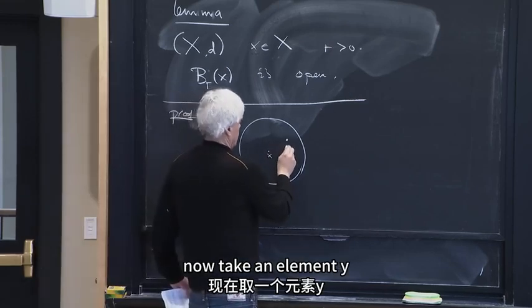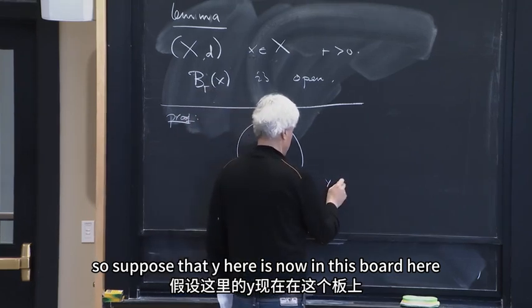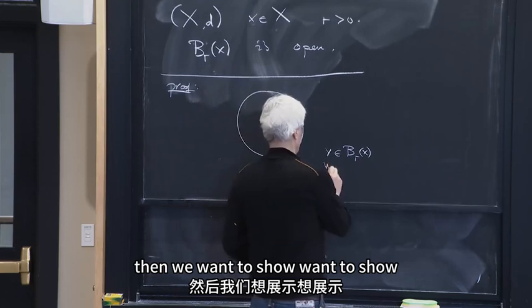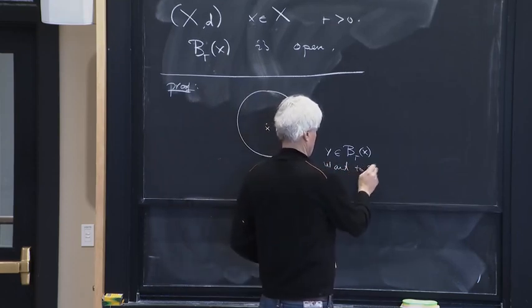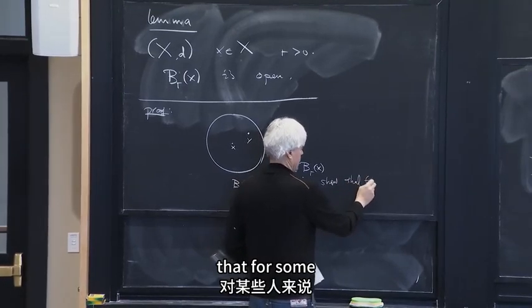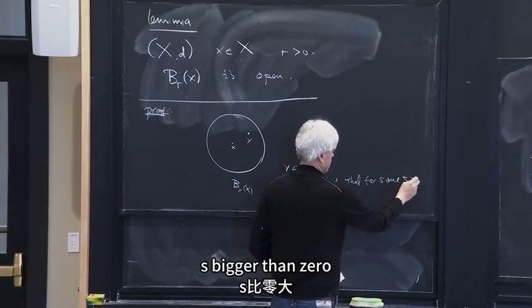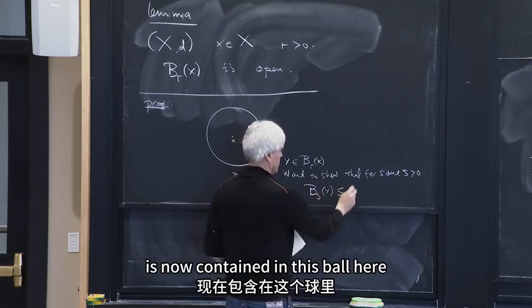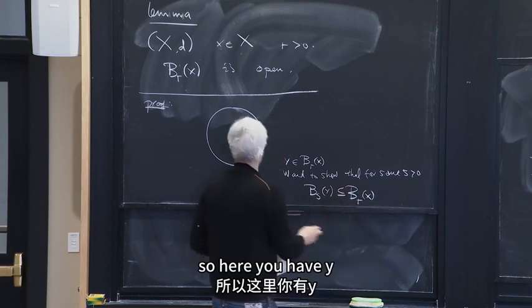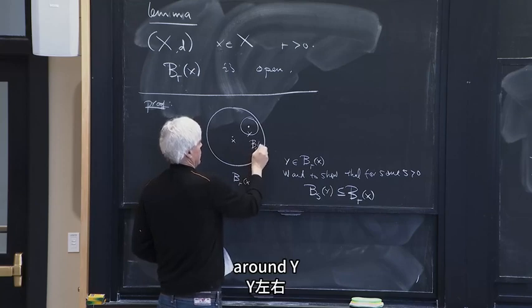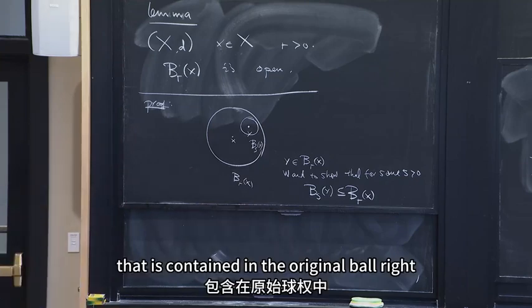Now take an element Y. So suppose that Y here is now in this ball here. Then we want to show that there exists some S bigger than 0 such that the ball of radius S around Y is contained in this ball here. So here you have Y, and we want to prove that there's some little ball around Y that is contained in the original ball, right?